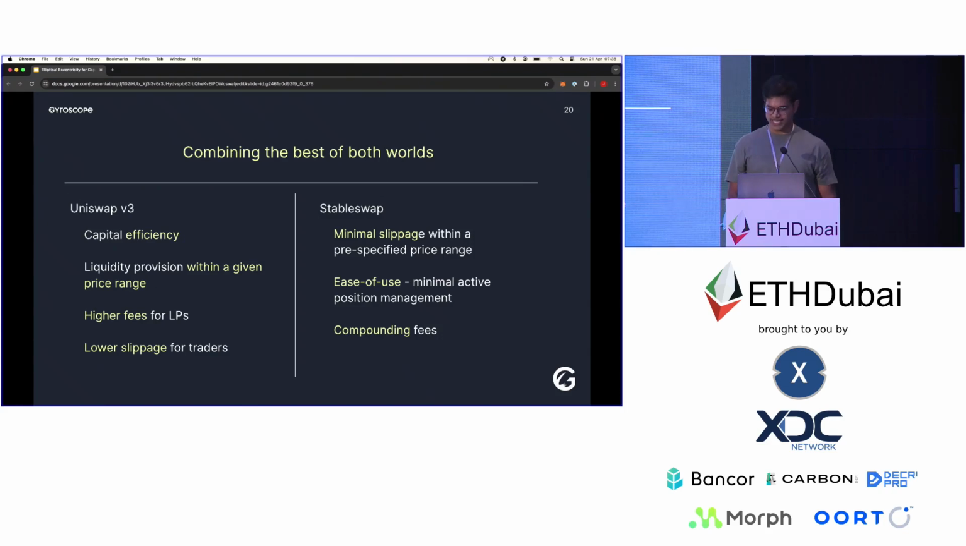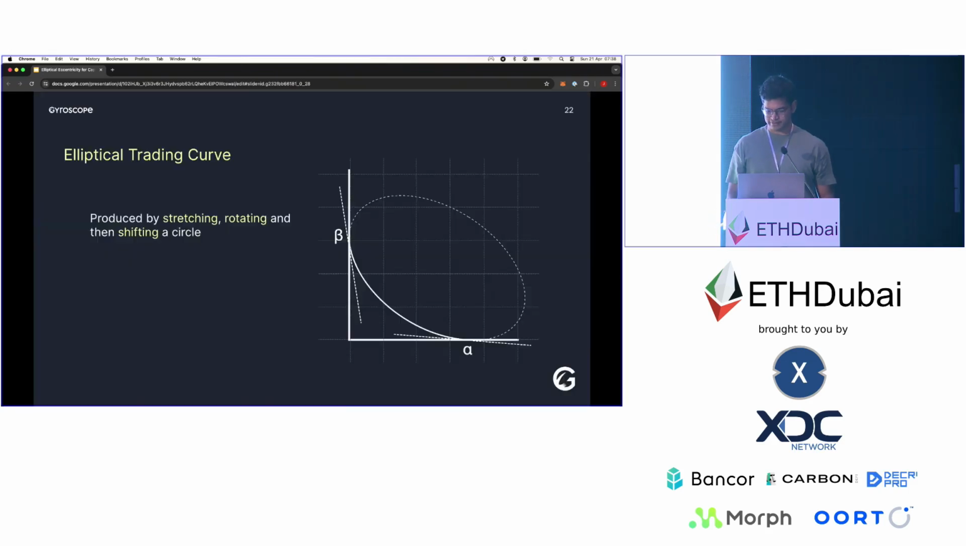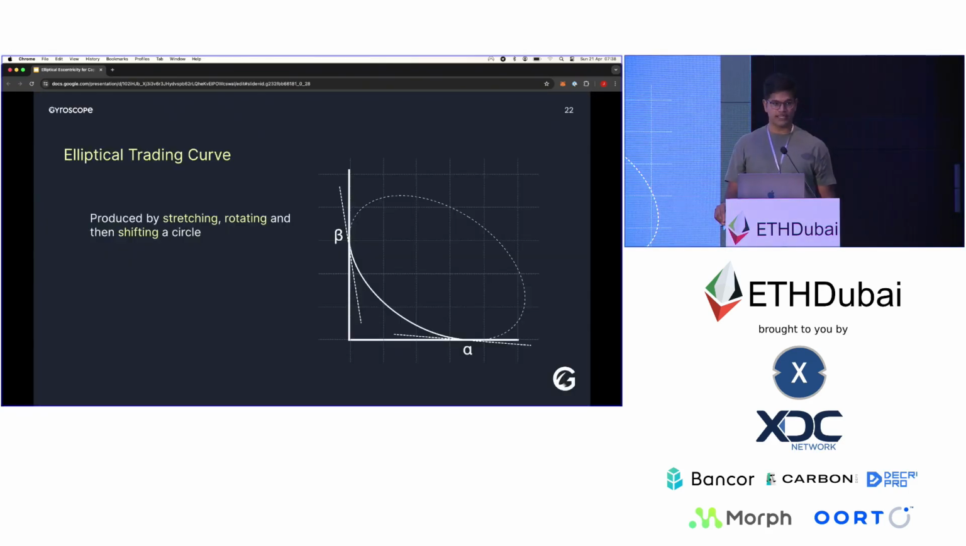And of course, the answer to all these questions is yes. So enter Gyroscope's ECLP, the Elliptical Concentrated Liquidity Pool. Gyroscope's brand new Elliptical Concentrated Liquidity Pool represents this step forward in AMM design and innovation. The trading curve is constructed from an ellipse, which is constructed from a circle by applying a series of linear transformations.